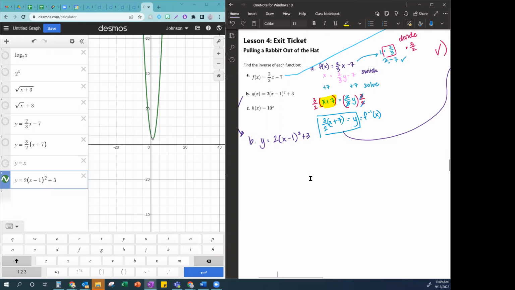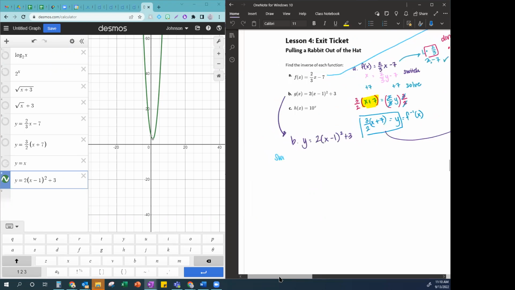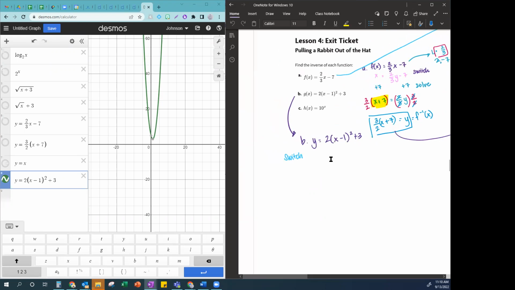Okay. So, moving on, I'm going to switch and solve. So here I'm going to switch. You guys are getting better at switching. So for those of you who are like, Ms. Johnson, finding inverse is totally new. Kind of, but not really, right? Switching variables, that's not new. x equals 2(y minus 1) squared plus 3. And then solving is not new because you've been solving equations since you were in 6th grade.